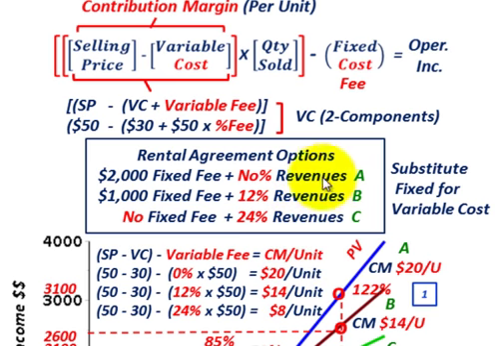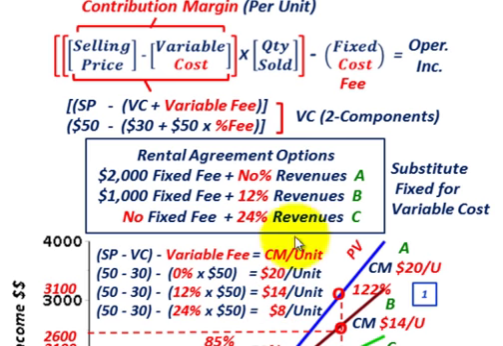So for option A, we have 0% of our revenues times, and again, this is on a per unit basis, that $50 selling price. That's the difference. That works out to $20 per unit. Then if we move down to option B, that was that 12% of our revenues, our sales, that we have to pay times those $50 per unit. That equates to $14 per unit.